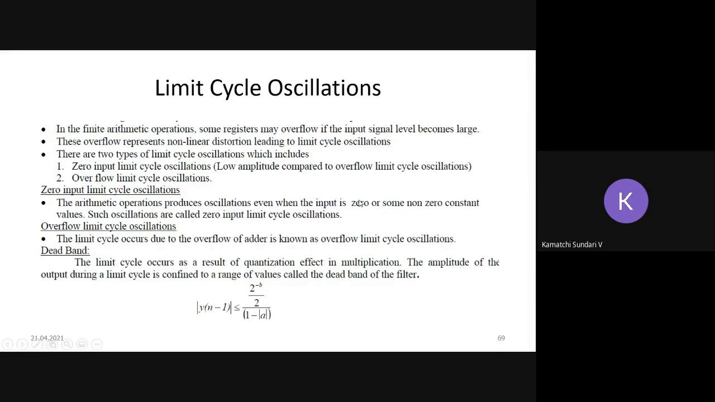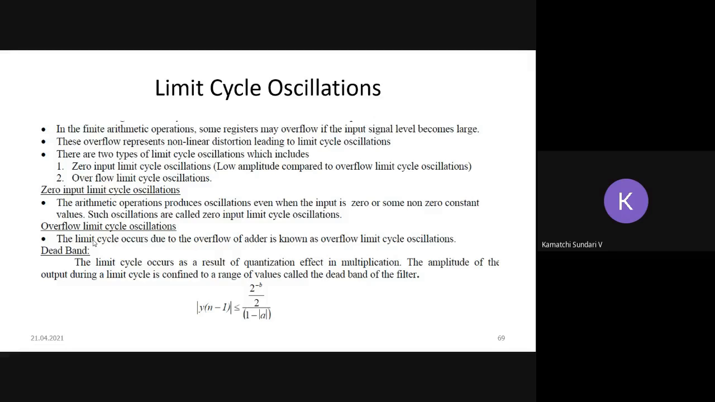Here, when the input is 0, in that condition our output should obviously be 0. Instead of that, I will have some other answer. That results in the zero input limit cycle oscillation or some non-zero constant values. Such oscillations are called zero input limit cycle oscillation. And coming to the overflow limit cycle oscillation, this occurs due to the overflow of the adder and is known as the overflow limit cycle oscillation.